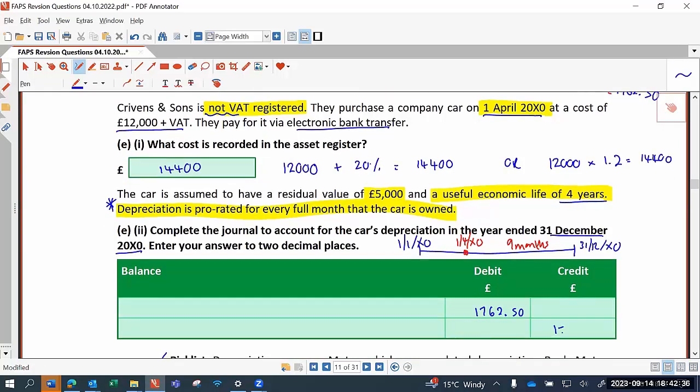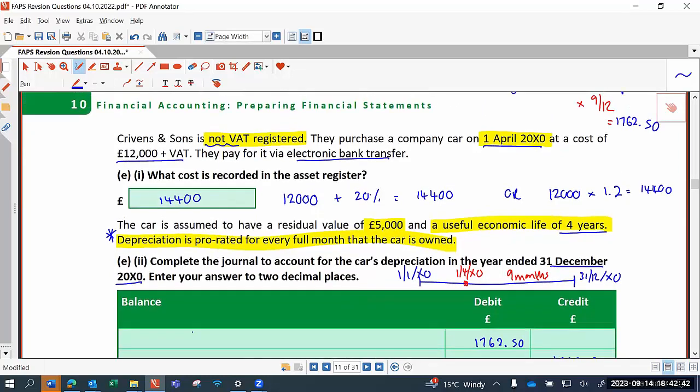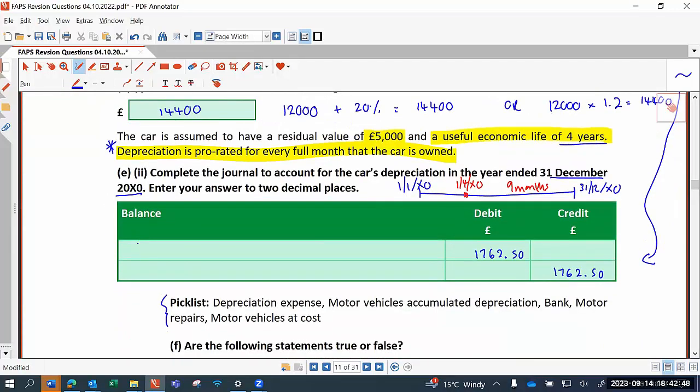The next question is just going to be, what do I debit and what do I credit? So the amount is 1,762.50 from up there. So when we put through depreciation, we need to create our expense. Anybody got any ideas what the double entry is going to be? How do we create our depreciation journal here? Do you remember the double entry for depreciation?